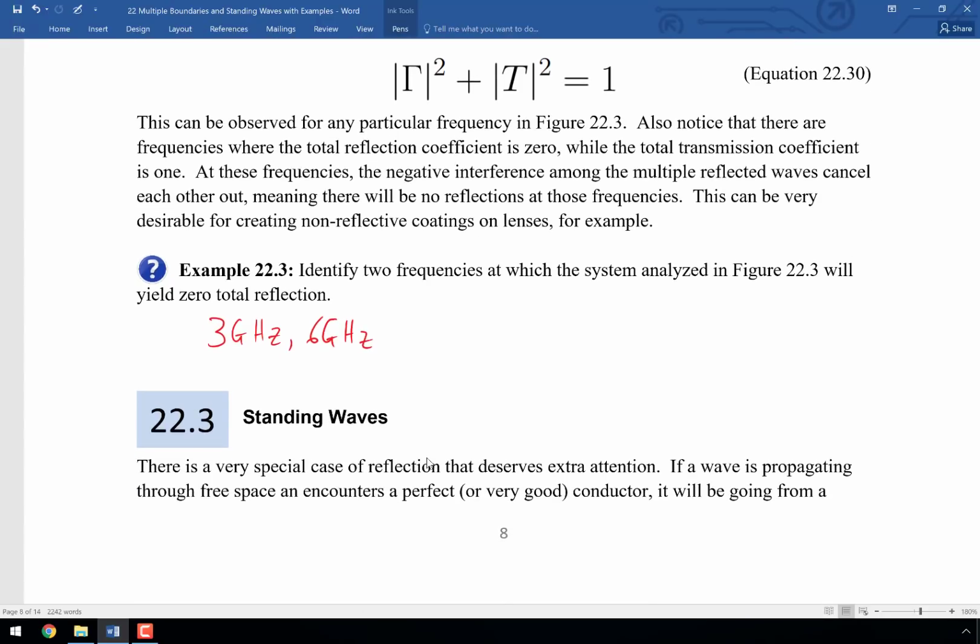So that's what happens when there's a little sandwich, when there is a thin layer that has a different dielectric constant than all of the surrounding regions.